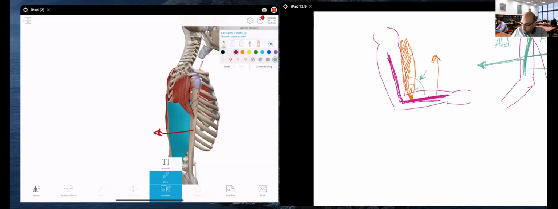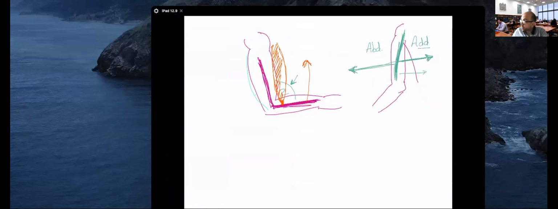And I have a muscle in the back called the triceps brachii. It's inserted in my ulna like this. It's going to be pulling the forearm backwards. So what is the action of my biceps, which is located in the front here? Is it flexion or extension of the elbow? What do you think?